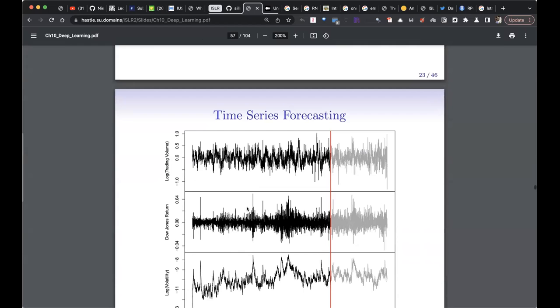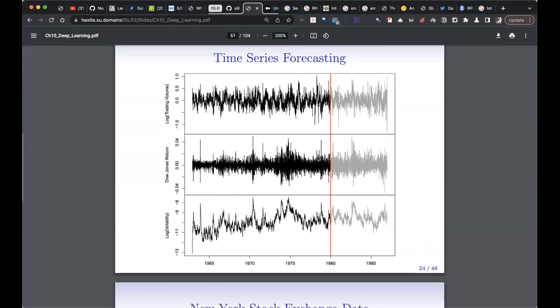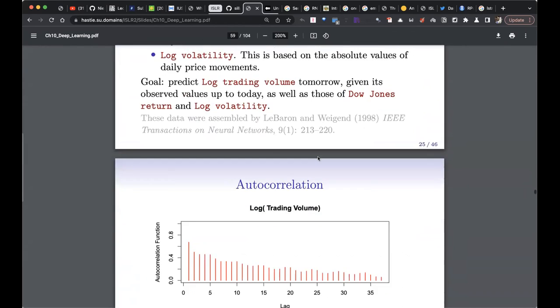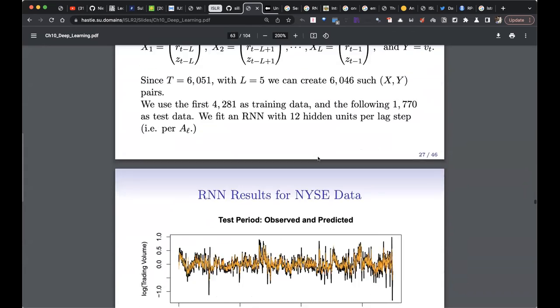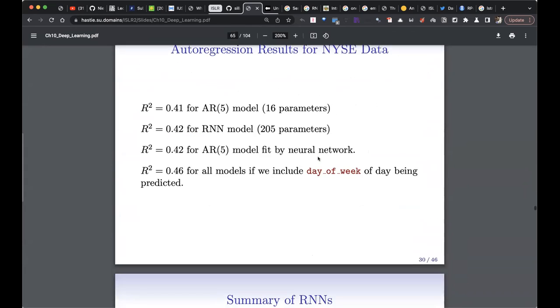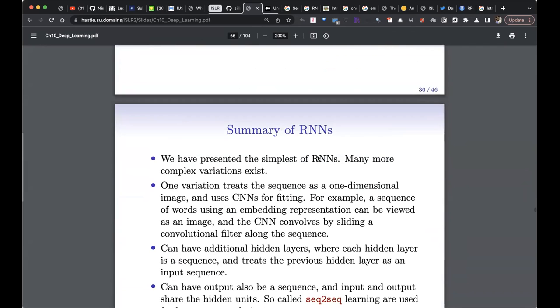This is another example. They work on time series. I just skip this time series. Let's go on. I didn't read this time series, and if anyone wants to add anything on that.